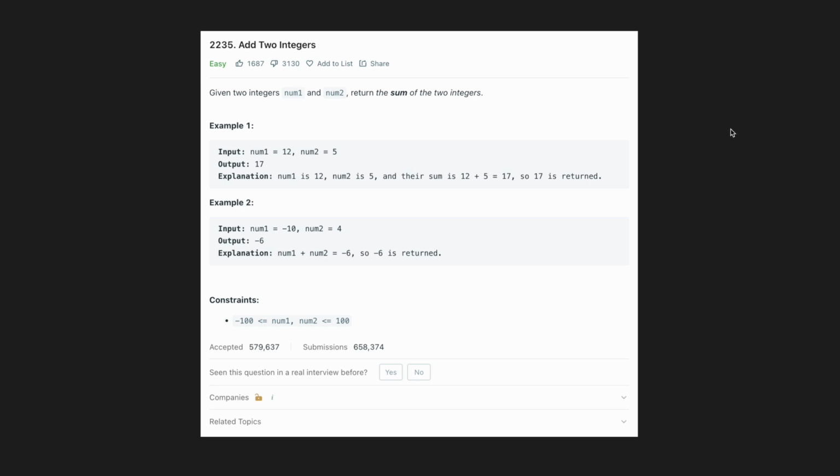So the time and space complexity here will both be constant, because just adding them together shouldn't affect the time or space at all. So they would both be O(1).